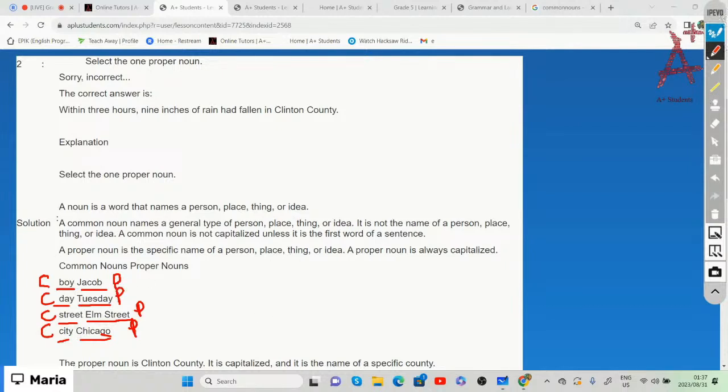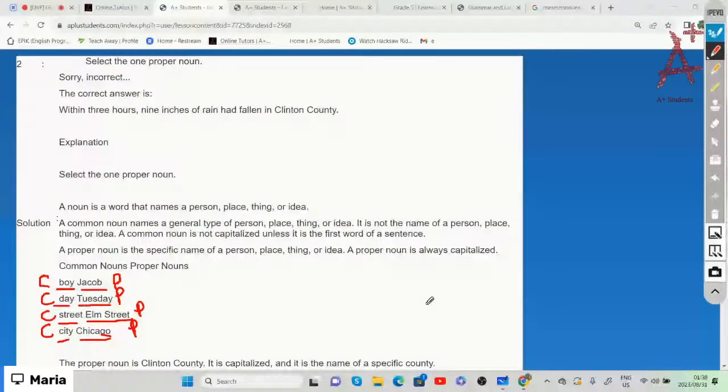Common nouns, where we say it names general types of persons, general types of places, general types of things or ideas. It is not the name of a person. It is not the direct name of a place. It is not the direct name of a thing or an idea. And we also say that with common nouns, we do not capitalize them unless it is the first word of the sentence. Then we have our proper nouns.